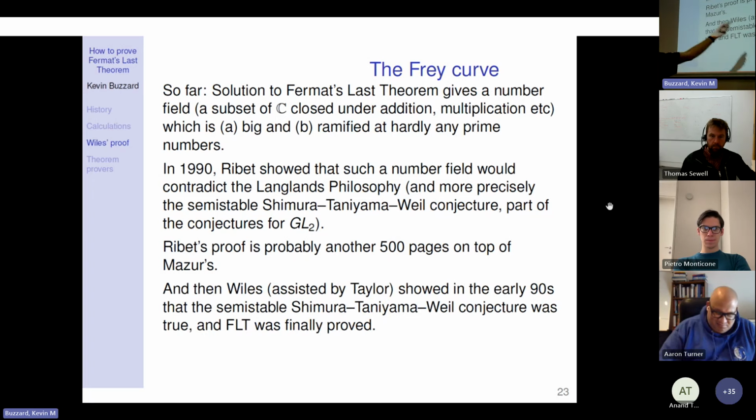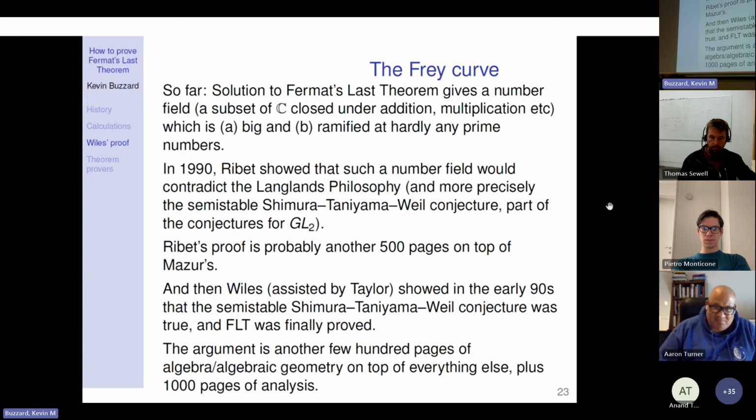And then, of course, the next part of the story is that Wiles proves the semi-stable Shimura-Taniyama conjecture. And so, as a consequence, we deduce Fermat's last theorem. And Wiles's proof is another 100 pages, the paper itself, but it's relying on a huge bunch of machinery. In particular, it relies on all the Langlands philosophy, which is all about harmonic analysis. So all of a sudden, we've got 1,000 pages of analysis. So we've got a total of like 3,000 pages so far.